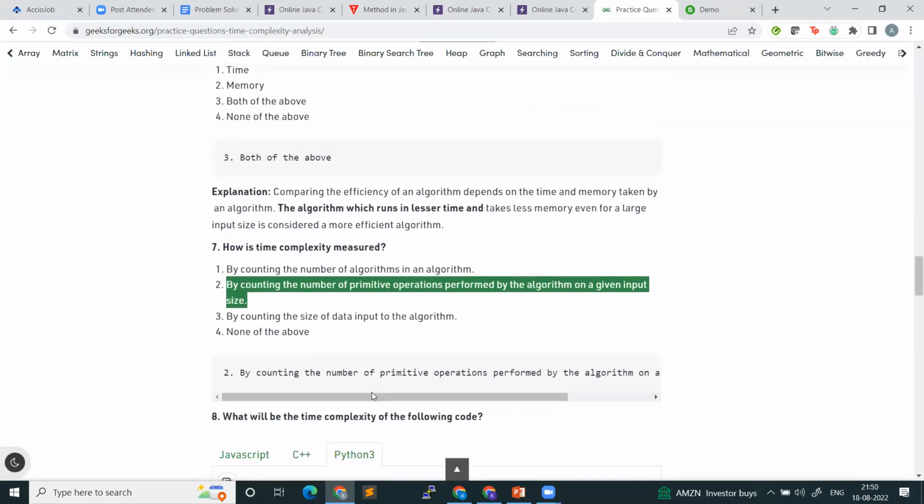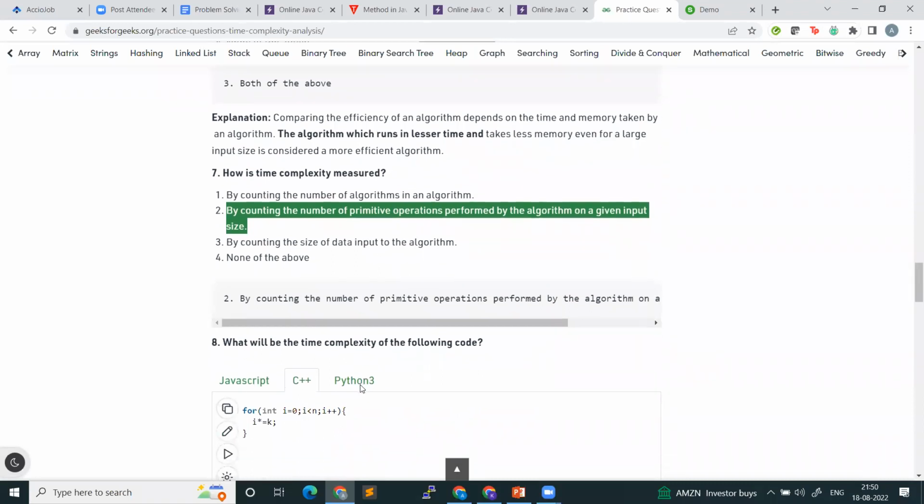So option number 2, देख लो, by counting the number of primitive operations. Okay. Let us come to the C++ करते हैं अभी. What will be the time complexity of the following code? Can anybody help me? Again, very simple.